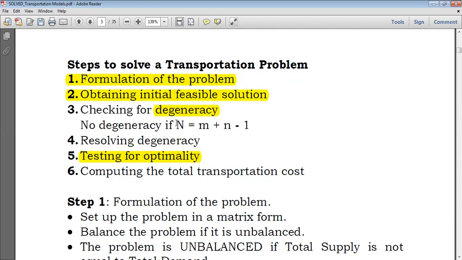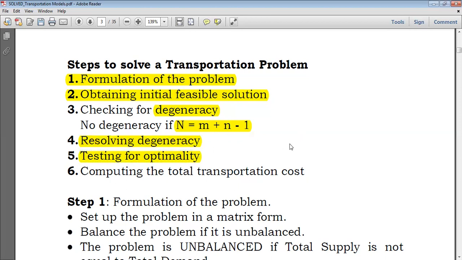If there is no degeneracy, the number of allocations n equals the number of sources plus the number of destinations minus 1. We'll see each of these. So that's why we check for degeneracy. And if it is there, you resolve it. After resolving degeneracy, you can now test optimality.